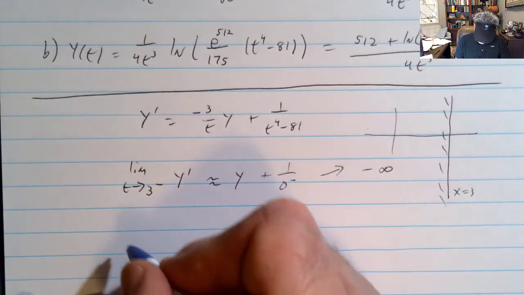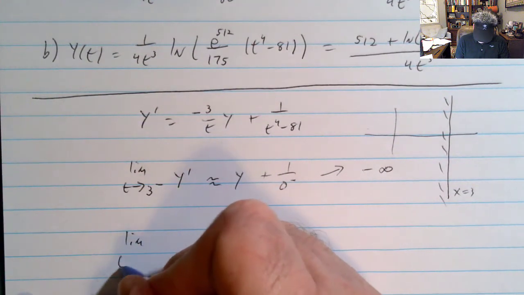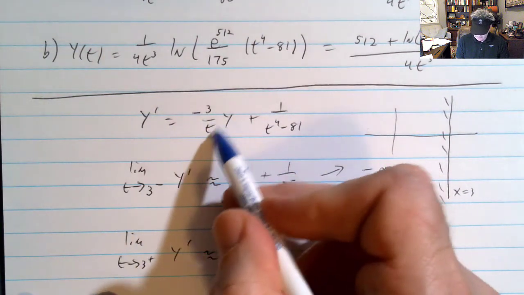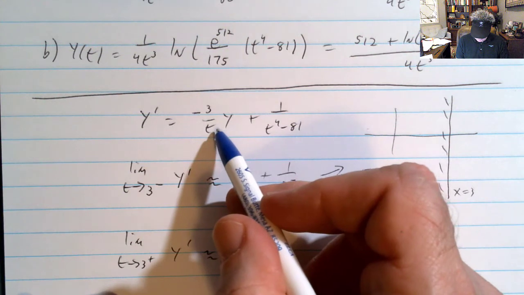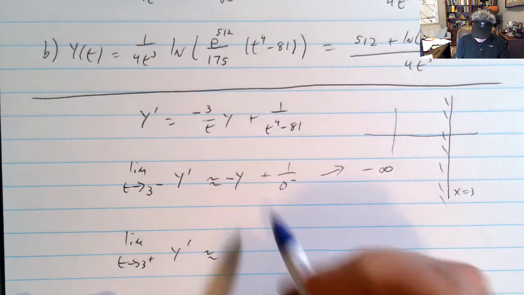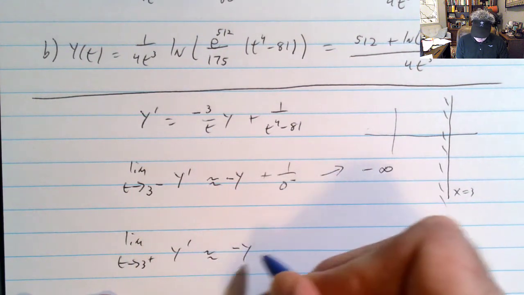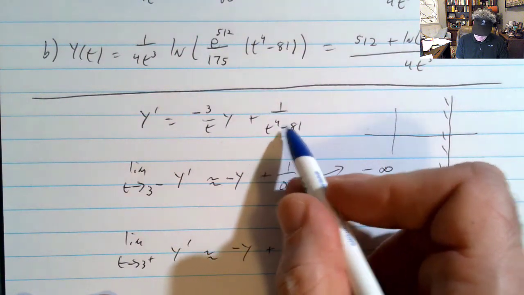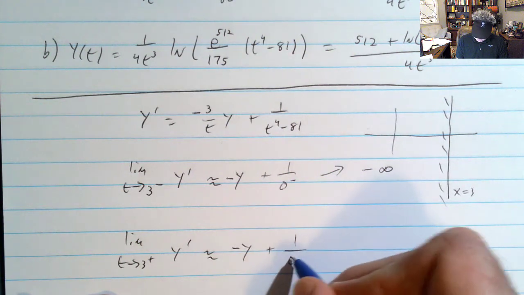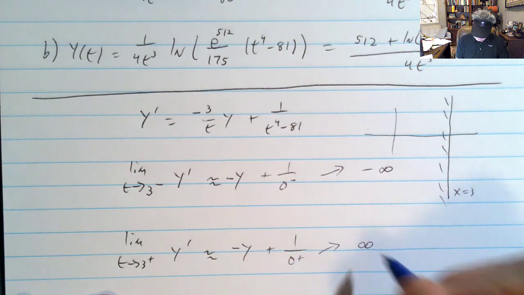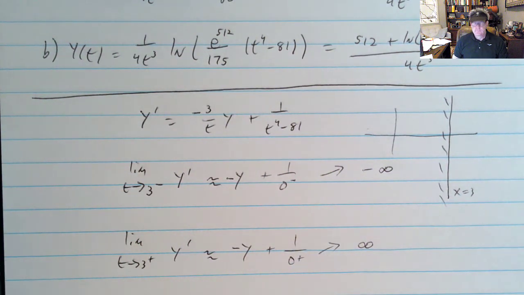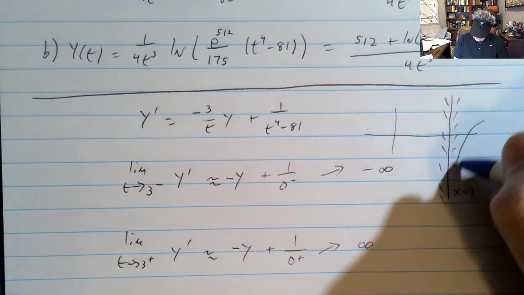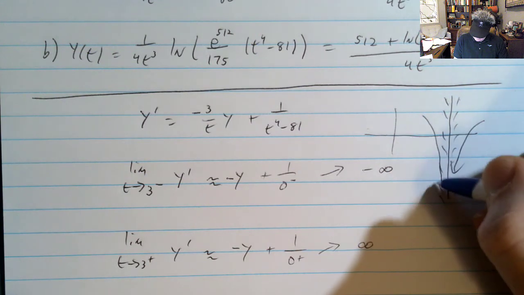If we go to 3 from the right, again this will be roughly negative y. It should actually have been negative y, but it won't affect anything. Now it's again going to 0, but from above 81, so it'll go to plus infinity. So on the right-hand side, the curve should be going to negative infinity.